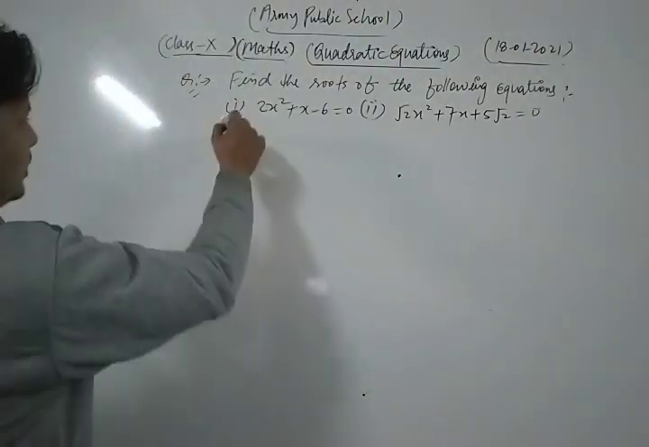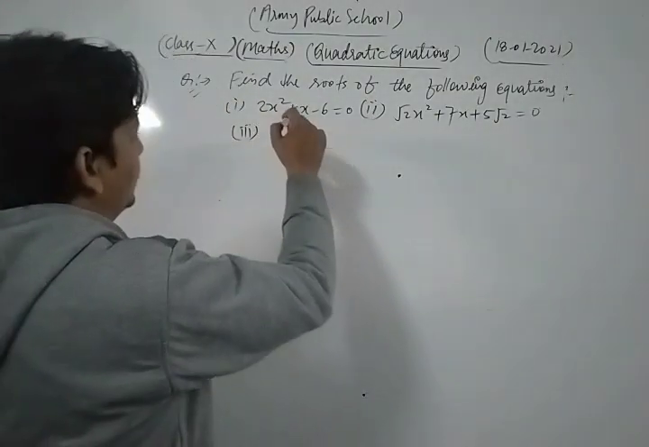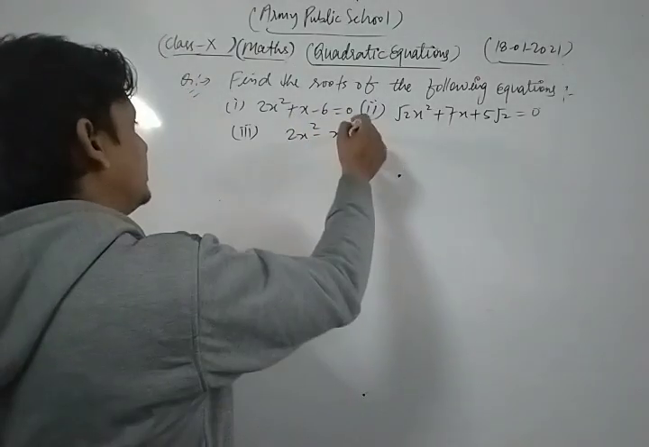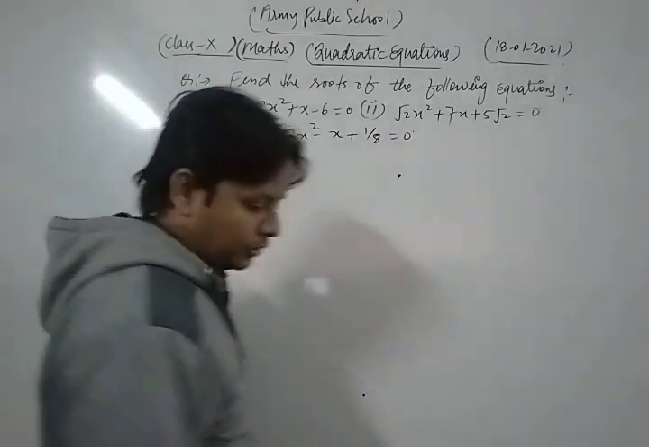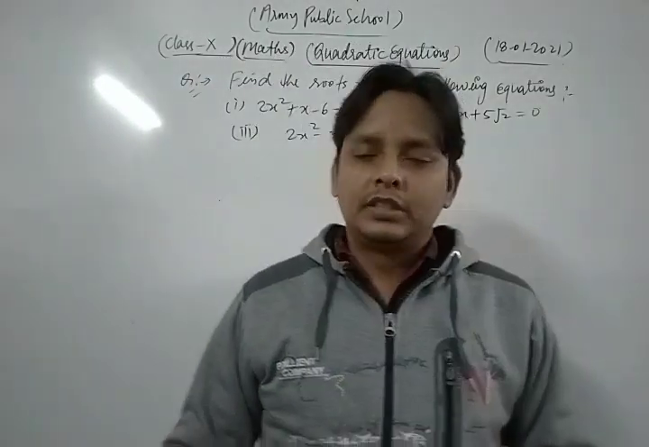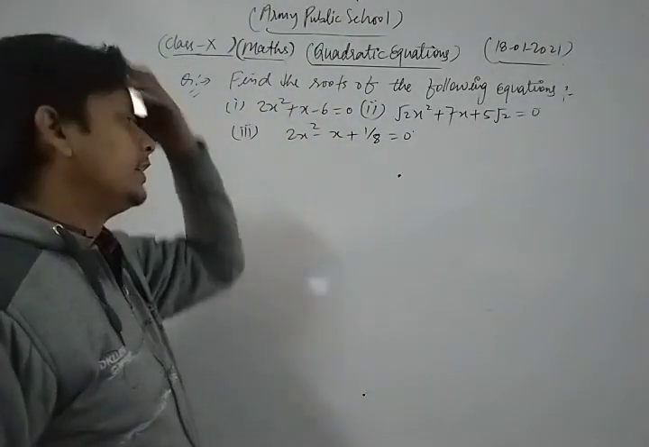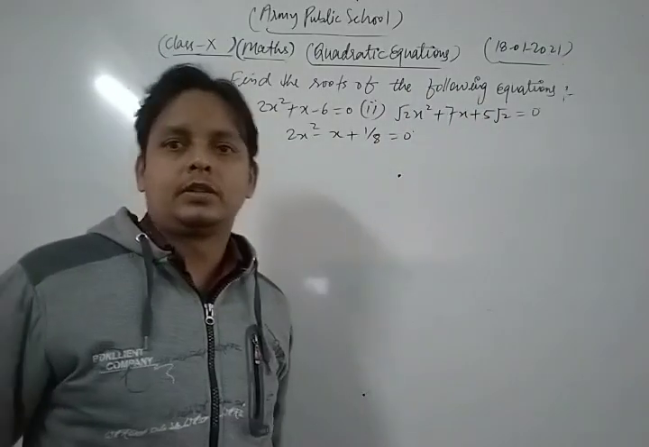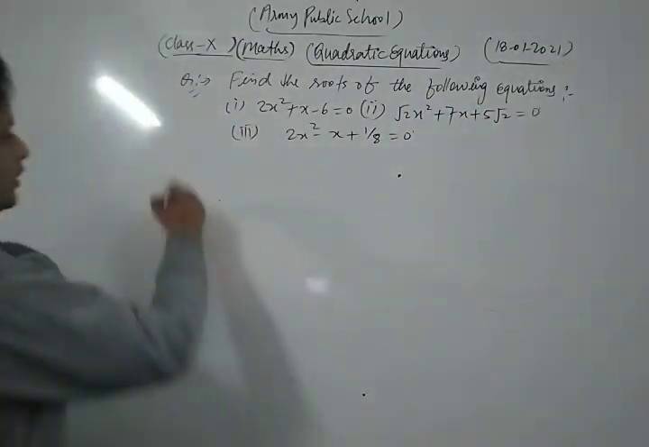And the third one is 2x² − x + 1/8 = 0. Okay, so these are the questions, and what I told you is: find the roots of the following equations. So what is the process to solve that type of question? Let's see one by one.